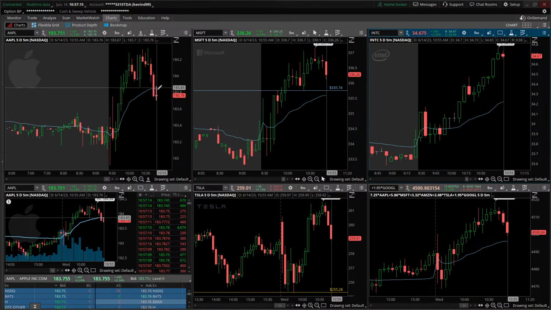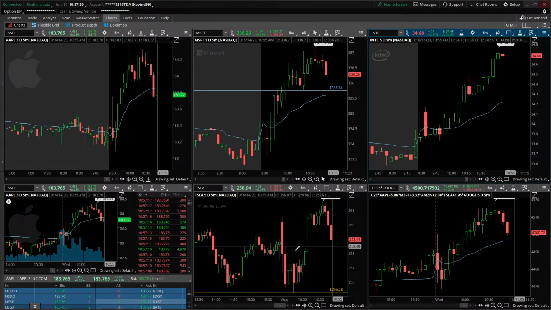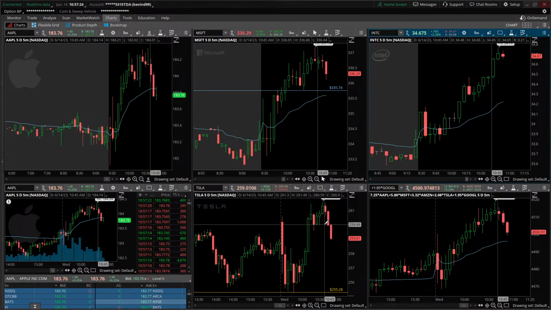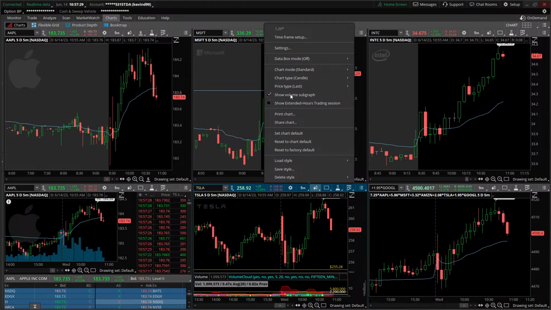So we got that pullback on Apple. We're looking for shorts. We're looking for us to continue lower, but we do need that continuation. Microsoft, Tesla as well, selling off with some strength. Check out if we can throw the volume up on there.